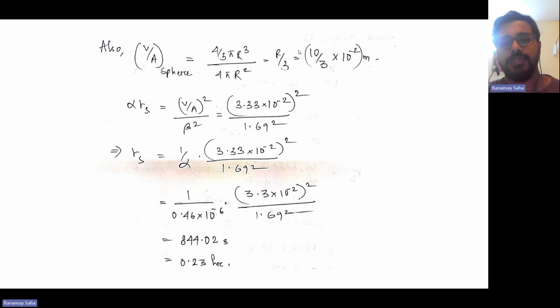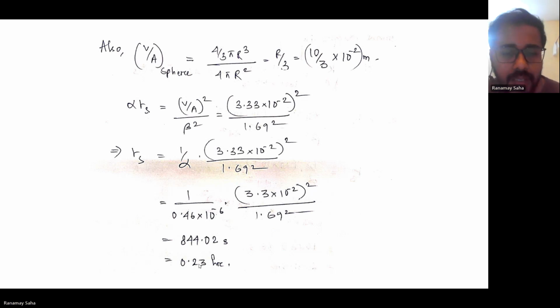So the ratio then becomes r by 3, and r is given as, so the diameter was 20 centimeters, so r becomes 10, and this is the value of V by F for the sphere. Plug in these values and find out t_s as 0.23 hours.